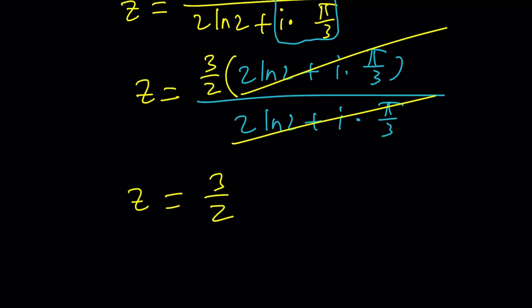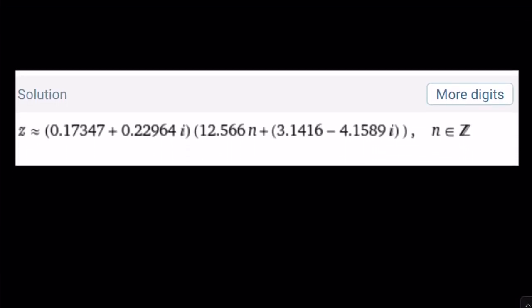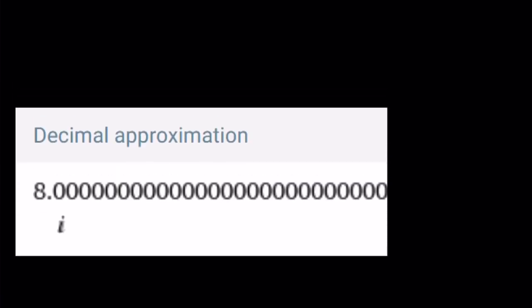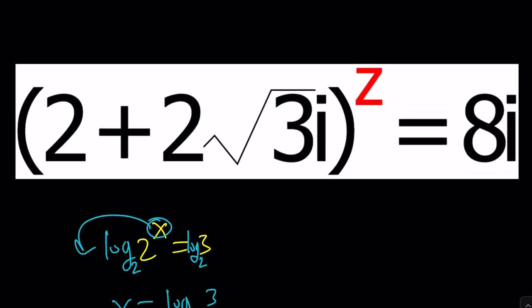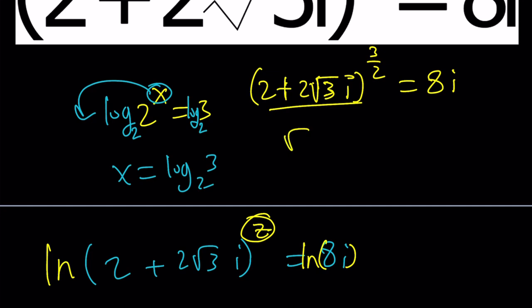Now, there's obviously another way to go about it, but let me show you a couple things before we dismiss. Obviously, this is the real solution, but again, it contains a log, so what is that supposed to mean? And then let's go ahead and take a look at the solution from Wolfram Alpha. Come on, you can do better than this. And then the decimal approximation, if you evaluate my original number to the power 3 halves. So let me tell you what that's all about. If you go back all the way here and take this number and raise it to the power 3 halves, it becomes 8i. Let me tell you why. If you take the square root of this number, you're going to get something like this. If you square this number and cube this number, you're going to know what I'm talking about.